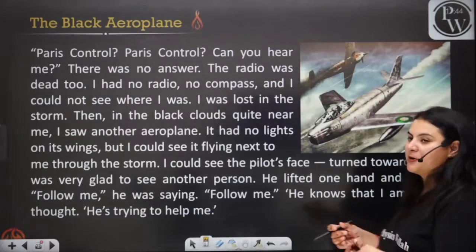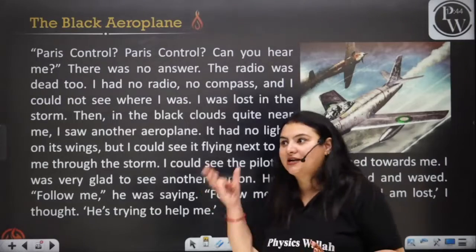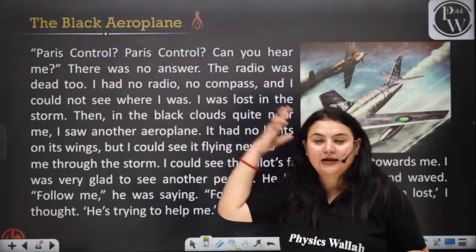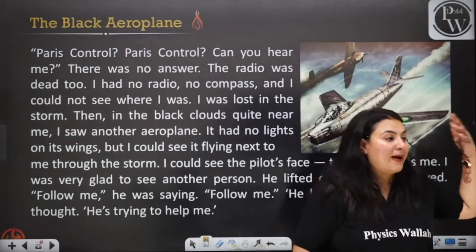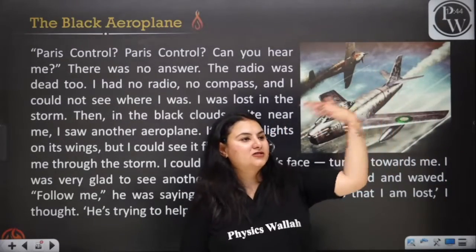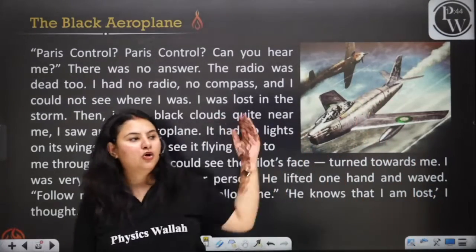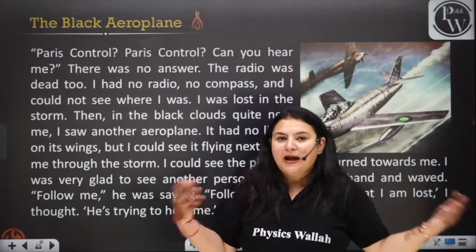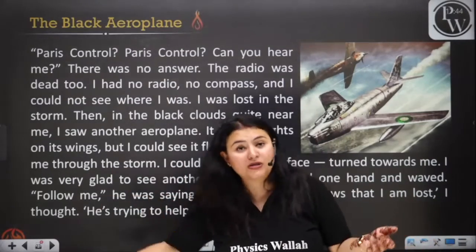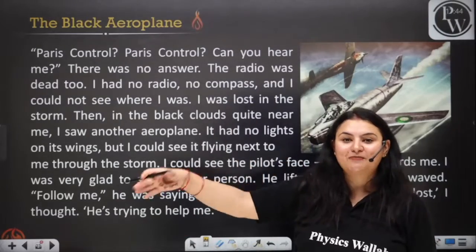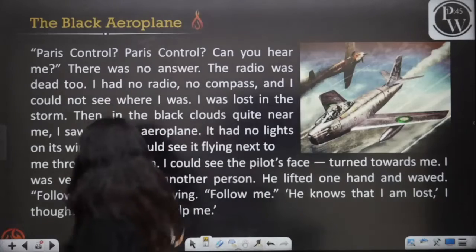Now, to his surprise, there was a black aeroplane, and he could also see the pilot's face. Earlier, he said that he wasn't able to look anything outside because it was so black. But then suddenly he saw an aeroplane. He saw the pilot's face. The pilot's face was turned towards him, and he was signaling him, calling him, okay, follow me. And our pilot thought, okay, I'm lost, and this pilot knows that I'm lost. He is there to help me. A help has come out of nowhere to direct me.